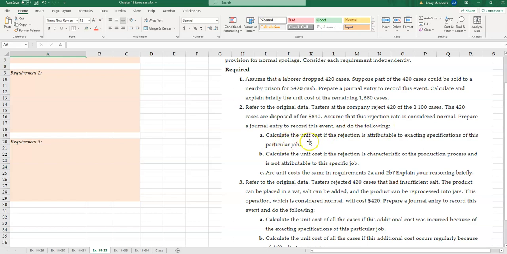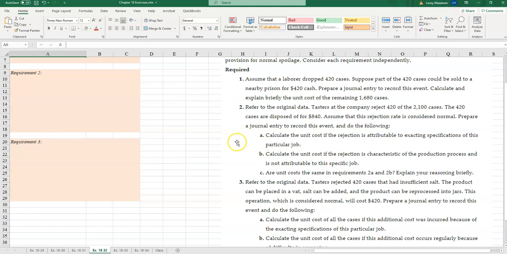Calculate the unit cost if the rejection is attributable to the exacting specifications of this particular job. In other words, is it related to this particular job and to the specifications required by the job? And then we're asked to calculate unit costs if the rejection is characteristic of the production process and not attributable to the specific job. And we're going to compare unit costs between 2A and 2B and explain, if there is a difference or if they're the same, why that might be.